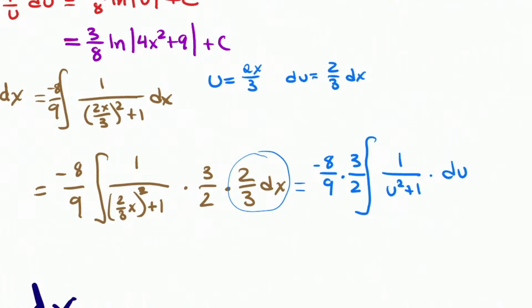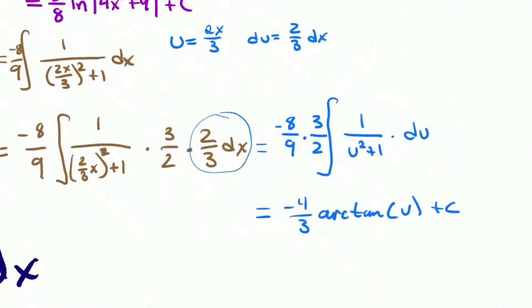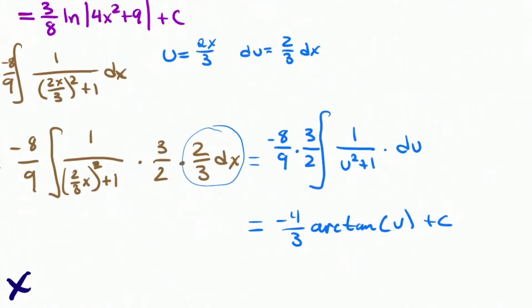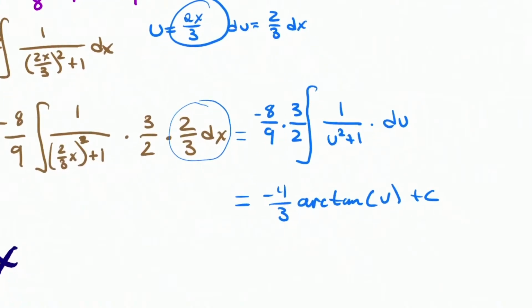All right, now we all know this. I won't belabor this anymore. So this is arctan of u plus c, if you want to put the plus c in there. And then, of course, I need to do the resubstitution of this. So that equals negative 4/3 arctan of 2x over 3 plus c.